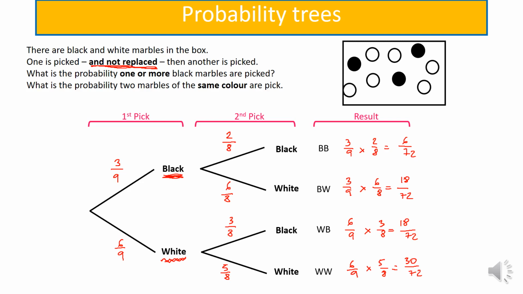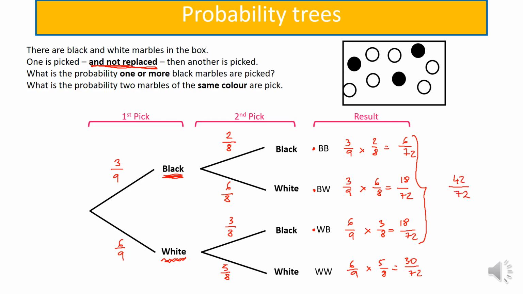Now, the first question was about the probability that one or more black marbles are picked. One or more. So here I've got one or more, here and here. To answer this question, I could add all those probabilities. So that is 6/72, 18/72, and then again 18/72. And that is 42/72.